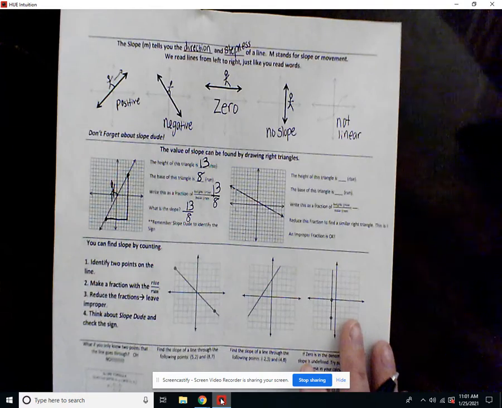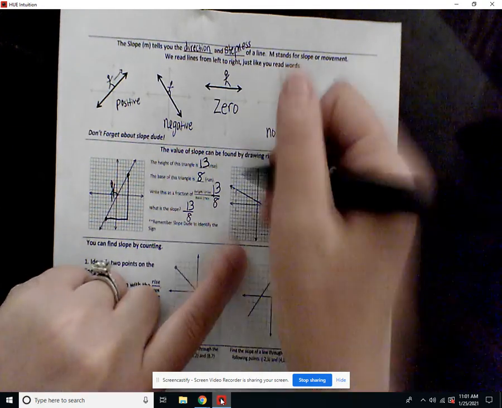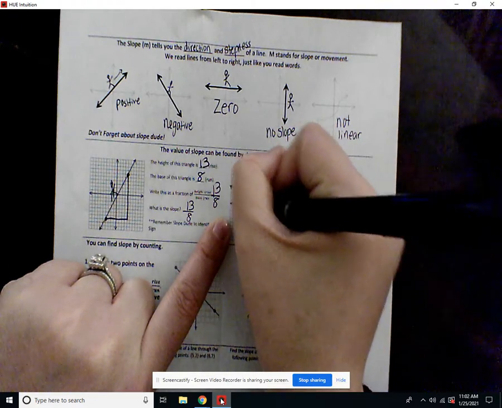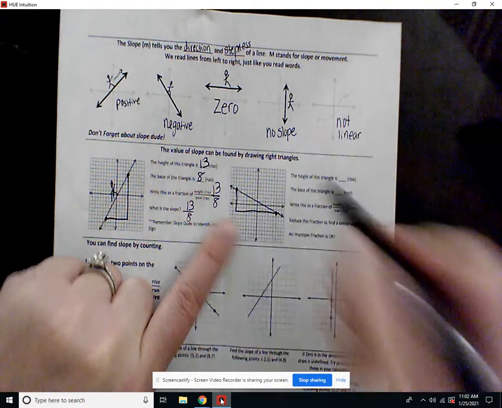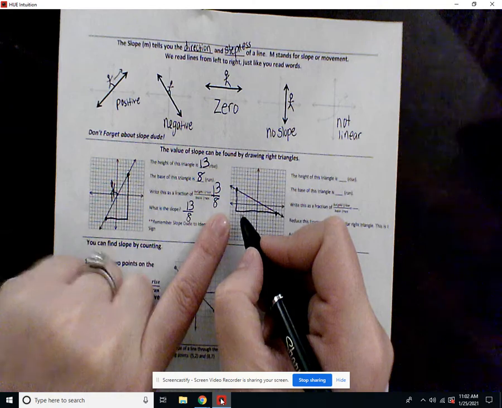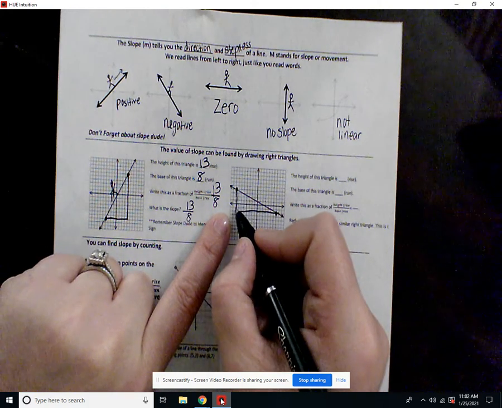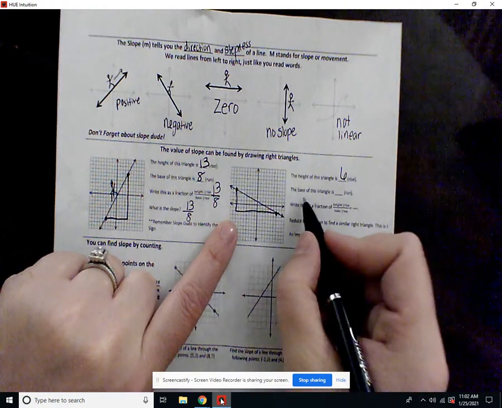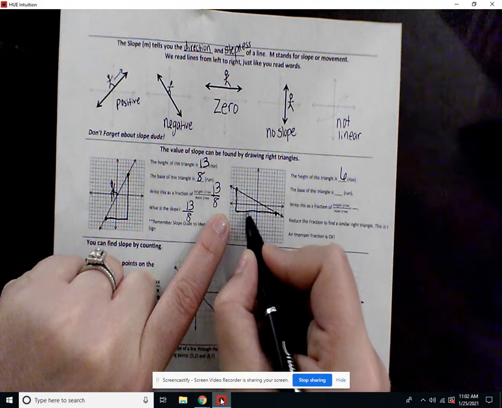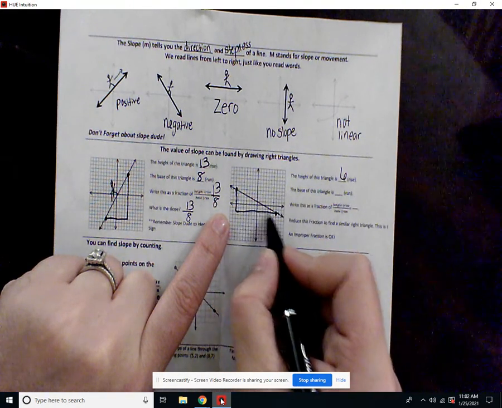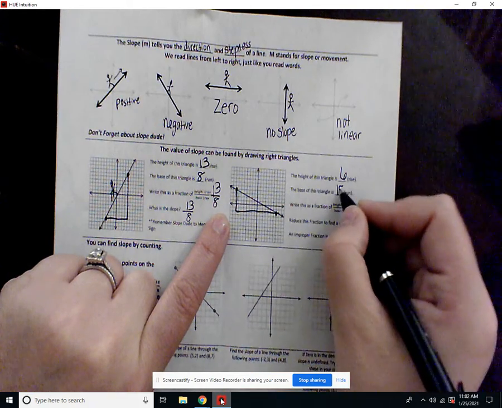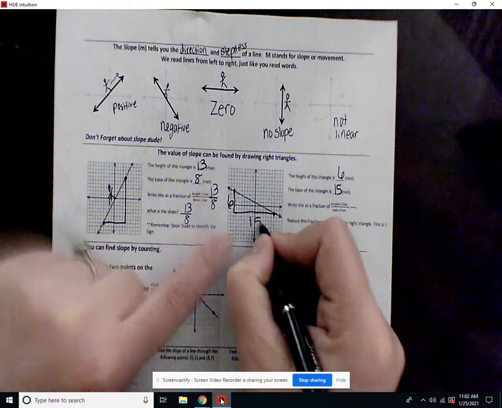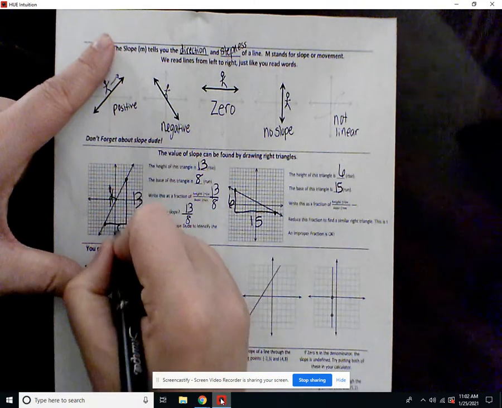Okay, so let's look at one that's not positive. Again, we locate points on the line. The height of the triangle, how tall it is, if I count up, that is 6. And then the base of the triangle is 15.